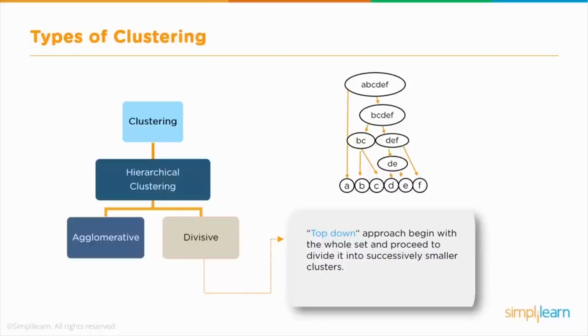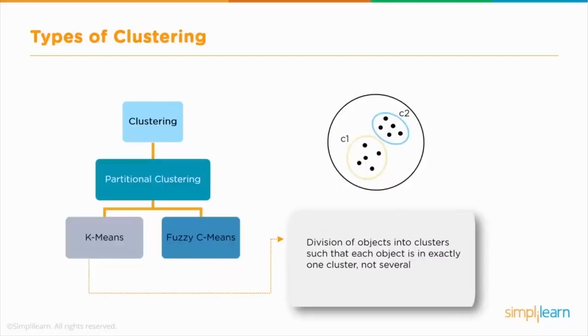Compared to that, divisive clustering is the top-down approach. We begin with the whole set and proceed to divide it into successively smaller clusters. So we have A, B, C, D, E, F. We first take that as a single cluster and then break it down into A, B, C, D, E, and F. Then we have partitional clustering split into two subtypes: k-means clustering and fuzzy c-means.